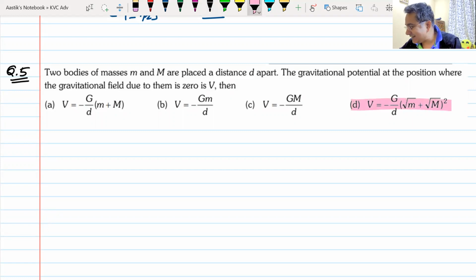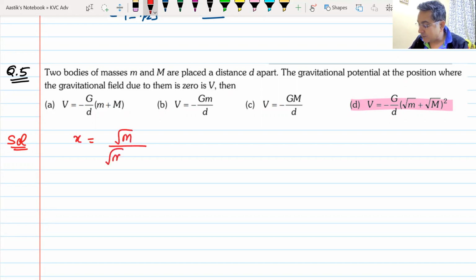So what is the answer for this one? It is D. Remember, we had done this question where we had seen two masses and where the gravitational field is zero. You have to remember this. So where is the gravitational field zero? If I find the distance from the body of mass capital M, the value of x that we had seen was root over capital M upon root over capital M plus root over small m.